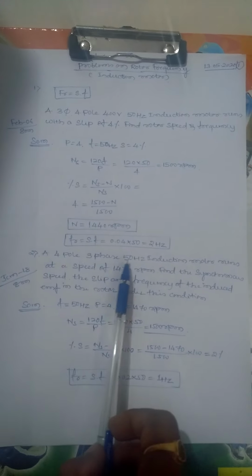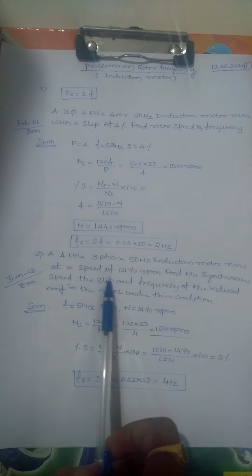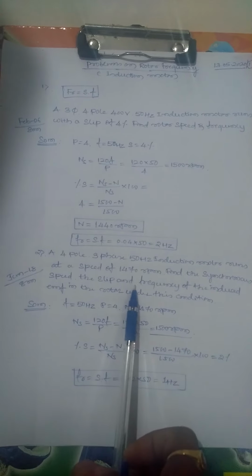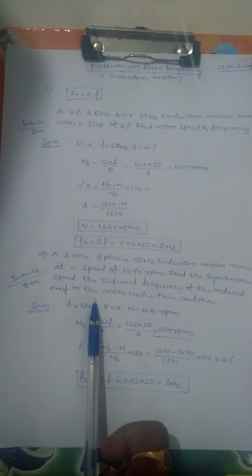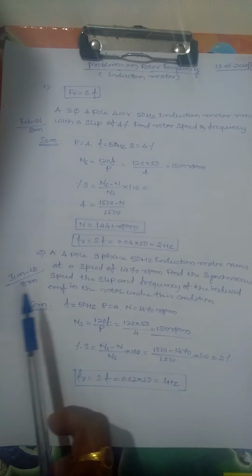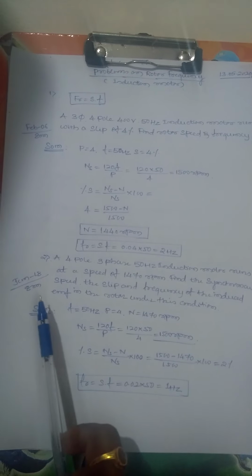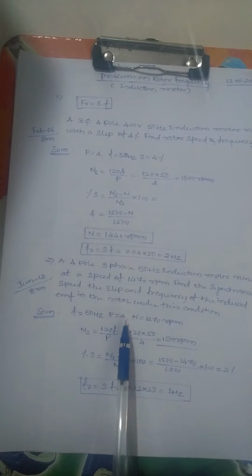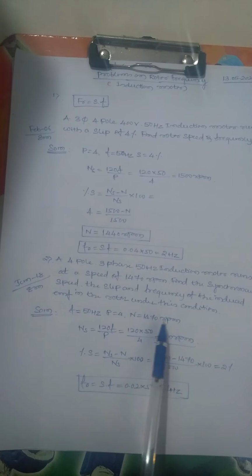Okay, next, second problem. A 4-pole, 3-phase, 50 Hz induction motor runs at a speed of 1470 RPM. Find the synchronous speed and the slip frequency of the induced EMF in the rotor under this condition. It's also an exam problem, January 2018, 8 marks. Just write down the given data: F equals 50 Hz, P equals 4, N equals 1470 RPM.